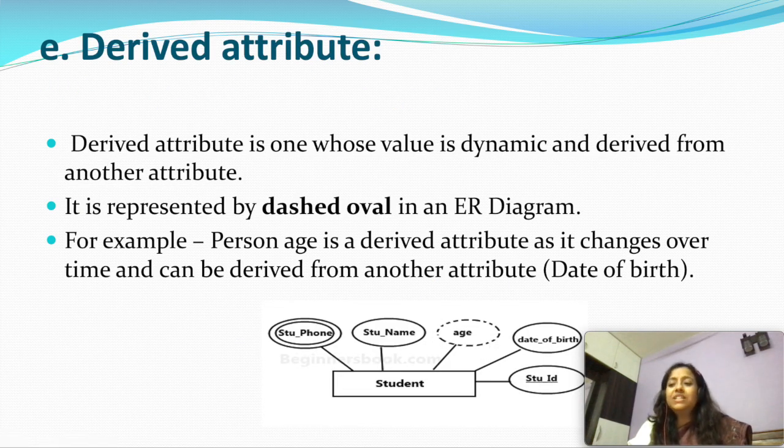Now we come to the derived attributes. The derived attributes are represented by using dashed oval. Derived attribute is one whose value is dynamic and is derived from another attribute. So here, age is a derived attribute which is derived from the attribute date of birth. If I know the date of birth of a student, I can easily guess the age.